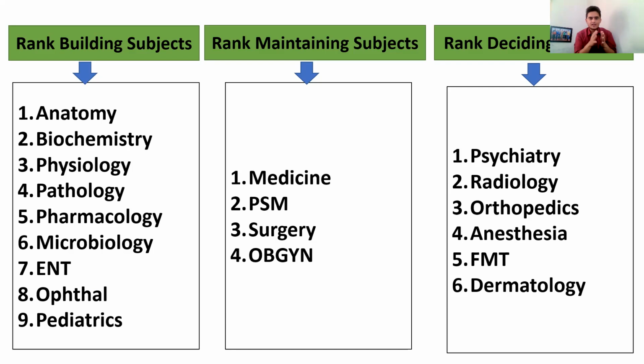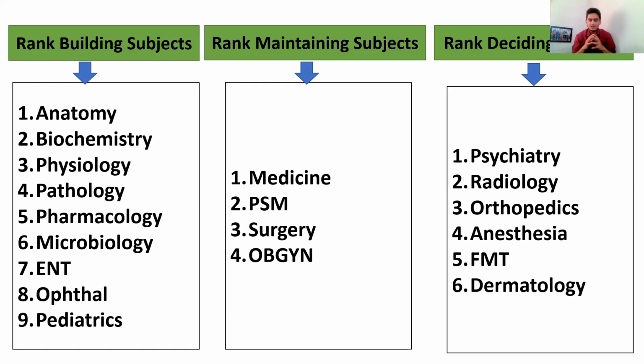Now, what are the rank maintaining subjects? If you have a good command on medicine, PSM, surgery, and obs, the important topics from these subjects, you will stay in the top 20,000 after the next evaluation. But your friend, if he doesn't have a good command on this, will slightly slip to between 20 to 30,000 rank. That's why these are called rank maintaining subjects, because they maintain your rank in a top range.